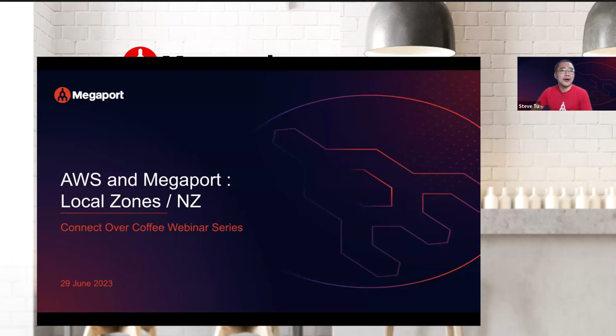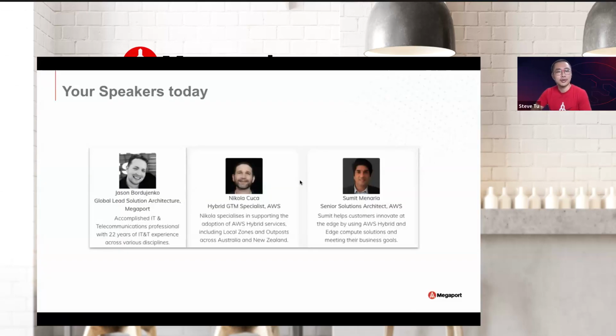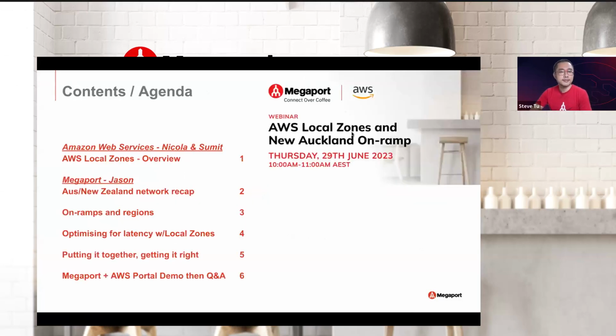Jason Bordujenko, Global Head of Solution Architecture at Megaport, and together with our special guest from AWS, Nikola Cuca, Hybrid GTM Specialist, and Sumit Menaria, Senior Solution Architect, also from AWS. In this session, we will run through AWS local zones and regions and details about the new Auckland Direct Connect on-ramps, the benefit and the value it brings from the AWS and Megaport Alliance, and what it means for Australia, New Zealand, and global enterprise organization. And Jason will do a live demo to showcase the process used to connect to AWS local zones from Megaport.